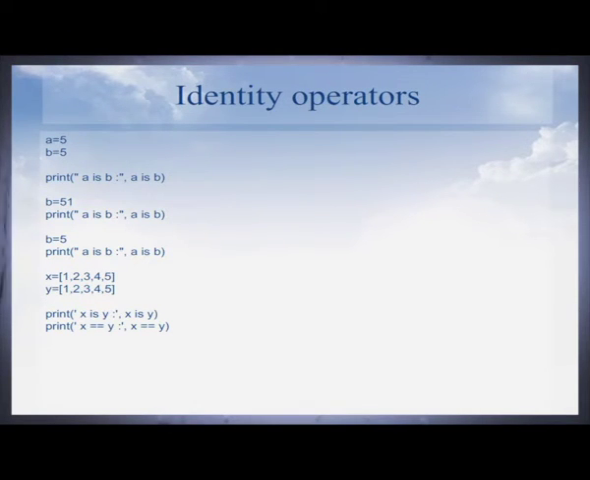Suppose I have a list x is equal to 1, 2, 3, 4, 5 and another list y which is also having the same values 1, 2, 3, 4, 5. I am trying with two operators, one with is, which is an identity operator, and the other one is double equal to, that is the relational operator. Do you think that you will get the same answer for this? What would be the answer for the is operator and what would be the answer for the equal to operator? The is operator will check for the object memory and double equal to will check for the values.